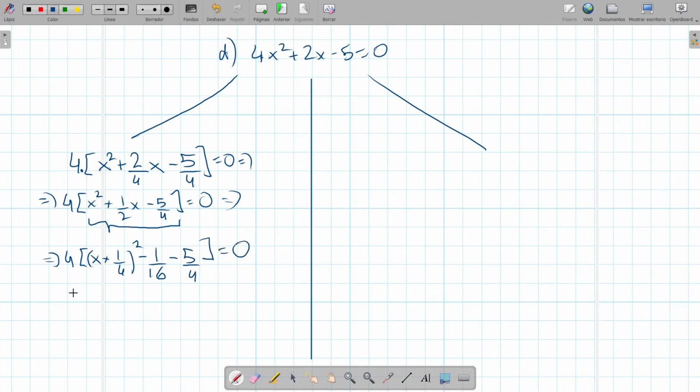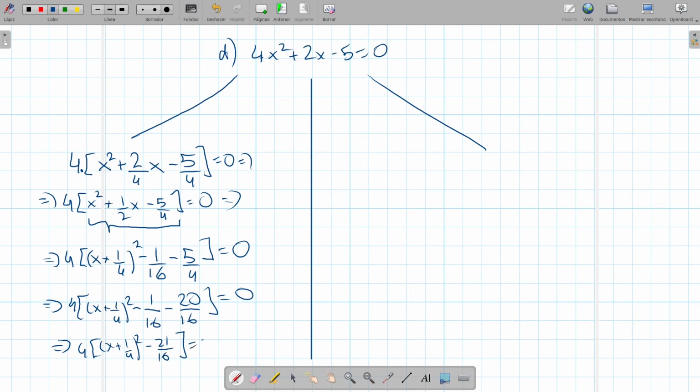Okay, so the only thing we need to do now is the adding or subtracting of the fractions. Common denominator is 16. 16 here. We multiply by 4. That's that. So again, what we have here is this, and then it's minus 21/16. And that would be the square completed. So that's one way to do it, where we have followed more or less the same process that we had before.